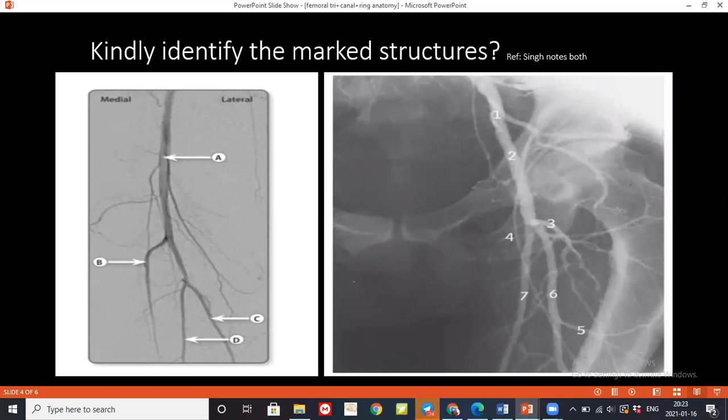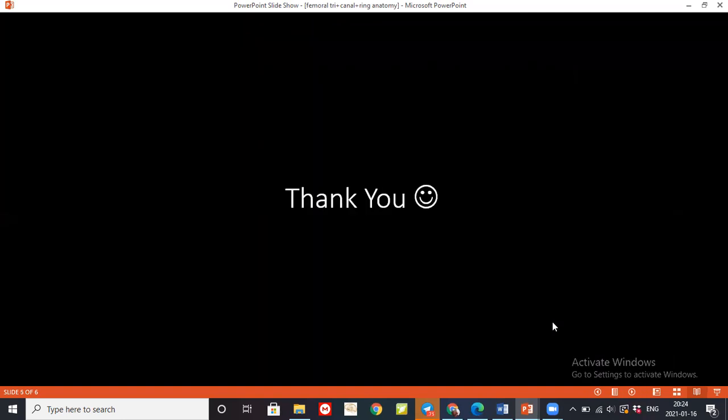It's subdivided into how many compartments? This is the thing that we were talking about before, the lacuna vascularum and the lacuna musculorum. Lateral compartment, intermediate compartment, and medial compartment. The medial compartment contains the femoral canal. This is how it divides the contents of the femoral triangle into the different compartments.